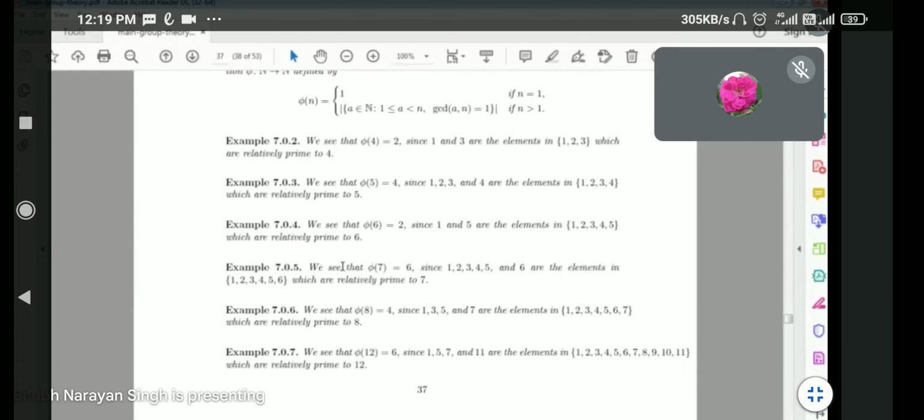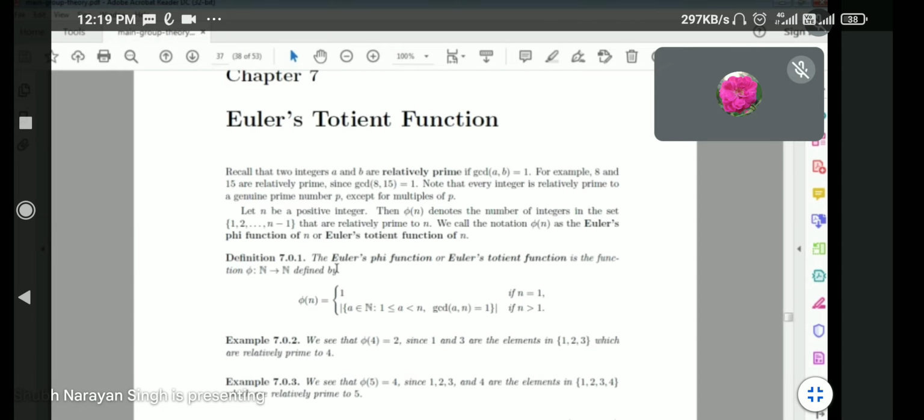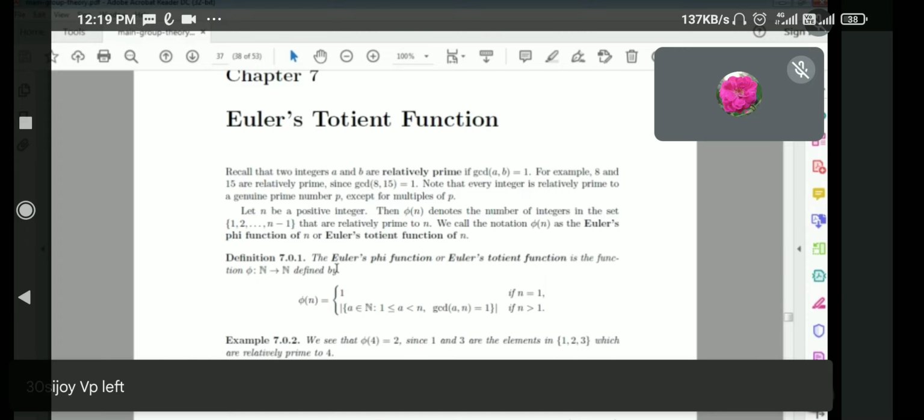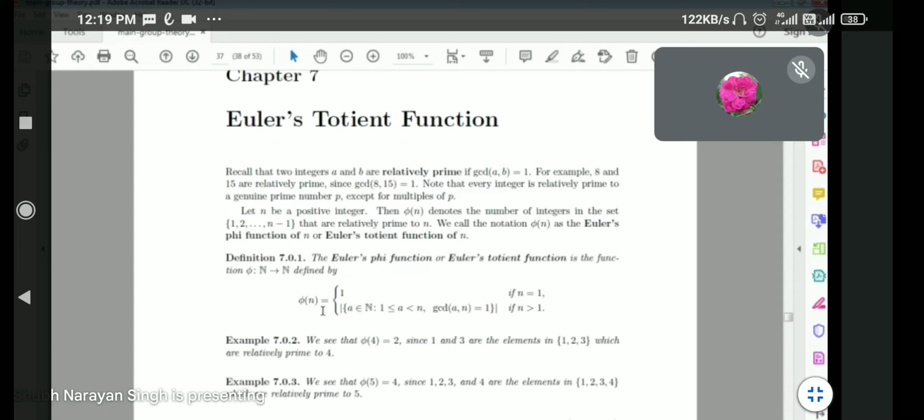So in the last two lectures we discussed Wilson's theorem and also Euler's phi function. So we start with the Euler phi function. This is nothing but the collection of those positive integers less than n and co-prime to n. This is a way to find the Euler phi function of any positive integer, and if n equals 1, we fix phi of n equal to 1.